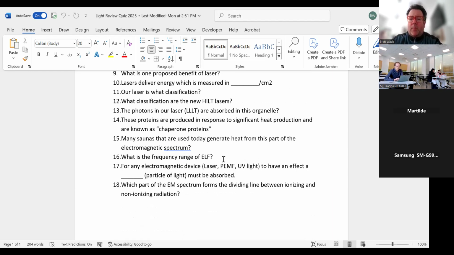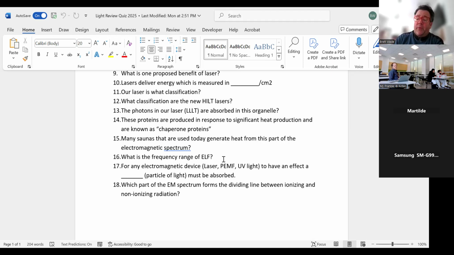These proteins are produced in response to significant heat, and they're known as chaperone proteins. We've seen this question come up in other courses as well. And these are heat shock proteins. In fact, we talked about this in lecture 2 when we talked about heat and cold. They're called heat shock proteins, or HSP.